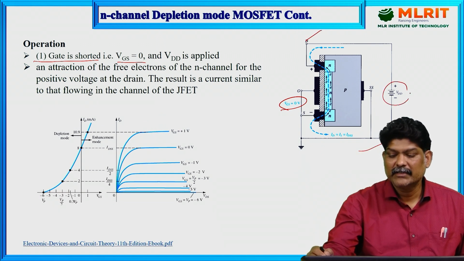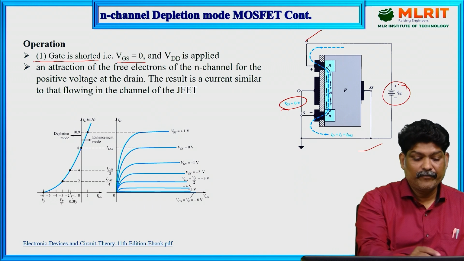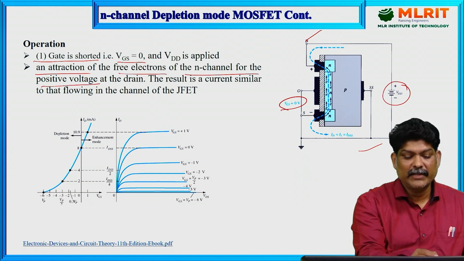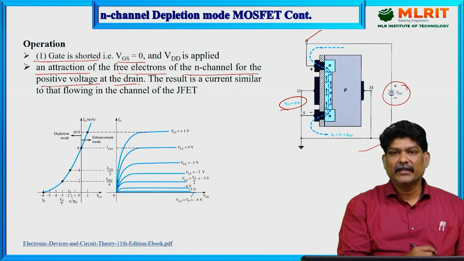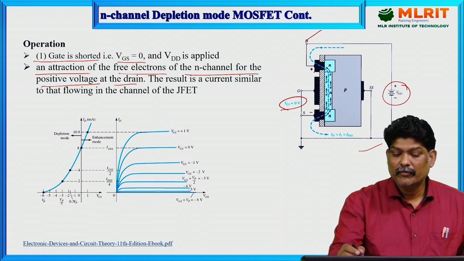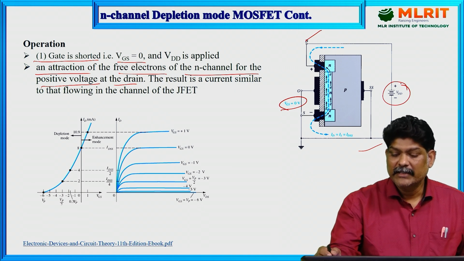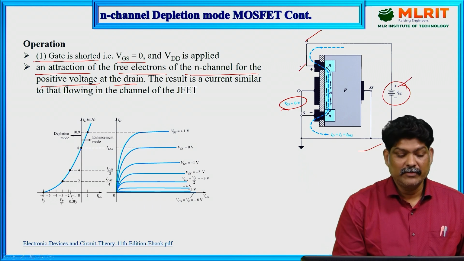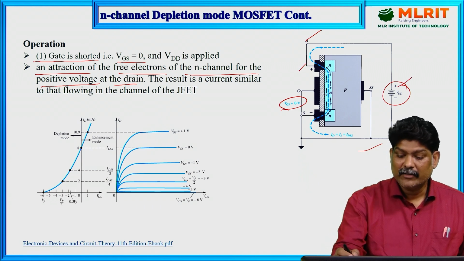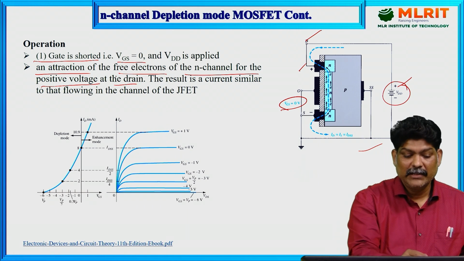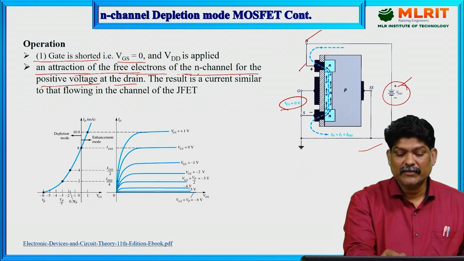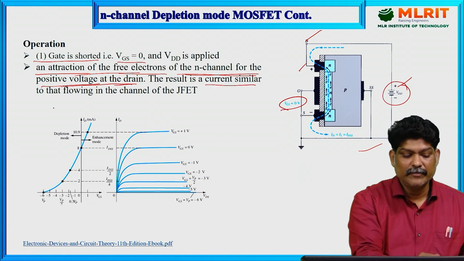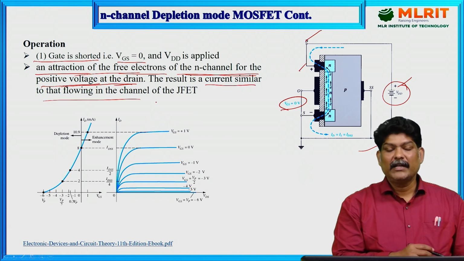So this is VDS. Now there is an attraction of the free electrons of the N channel for the positive voltage at the drain. So here the drain is positive and it is connected to positive. So it is a forward bias condition. So this is positive and this is positive. In such a case, there is attraction of free electrons of the N channel for the positive voltage at the drain. This results in current similar to that flowing in the channel of a JFET.